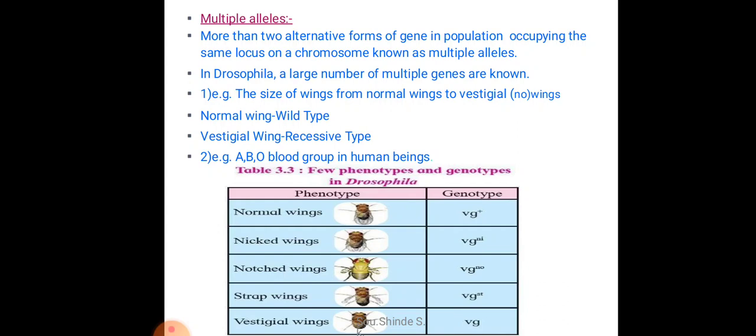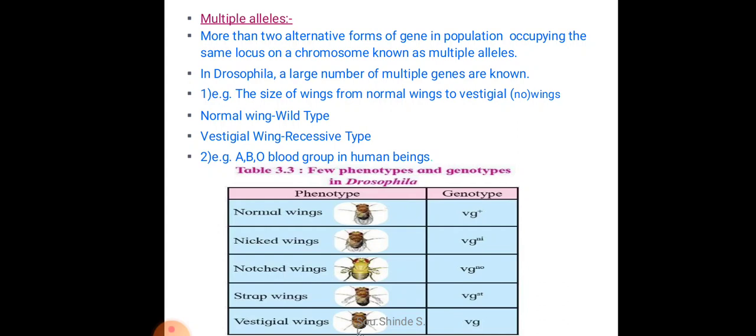Multiple alleles means more than two alternative forms of a gene in a population occupying the same locus on homologous chromosomes. It is known as multiple alleles. Multiple alleles arise by mutation of the wild type of a gene. A gene can mutate several times, producing a series of alternative expressions.